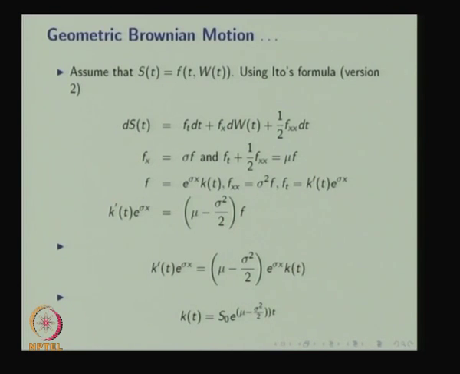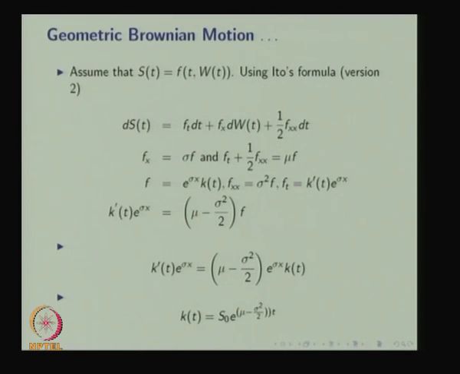Assume that the solution S_t is a function f of t comma W_t. Now we can use the Ito formula version 2, that is dS_t equals the partial derivative with respect to t times dt, plus the partial derivative with respect to x times dW_t, plus half times the second derivative with respect to x times dt. Therefore, you will have two terms with the factor dt and one term with the factor dW_t.